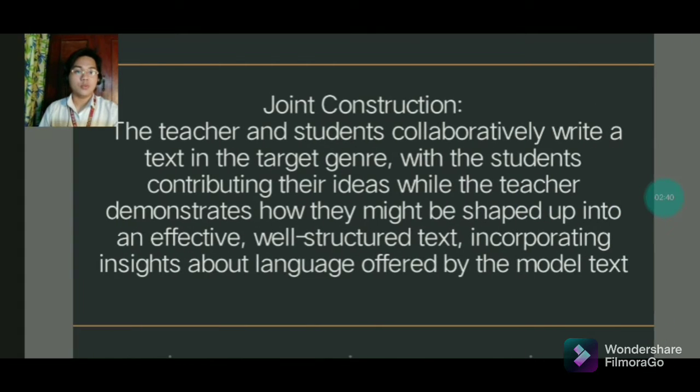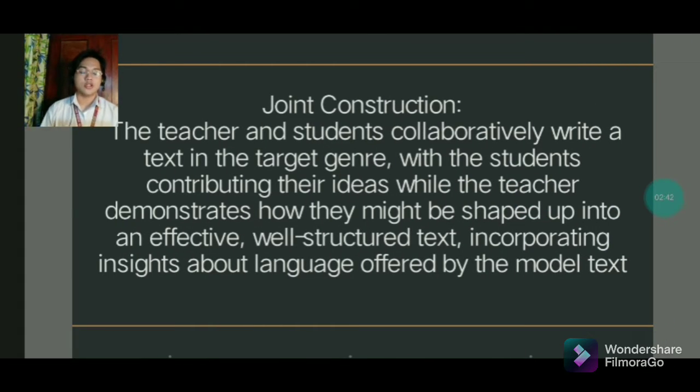And the second one is joint construction. The teacher and students collaboratively write a text in the target genre, with the students contributing their ideas while the teacher demonstrates how they might be shaped up into an effective, well-structured text, incorporating insights about language offered by a model text. Here, the teacher and the learners will collaborate.